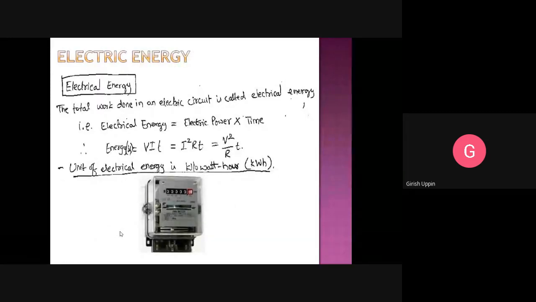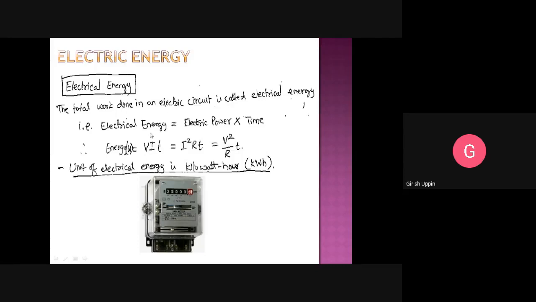Now next is electrical energy. So we understood what is electrical power. Now what is electrical energy? Electrical energy is nothing but the total work done. Capacity to do the work is electrical potential. The rate at which the work is done is electrical power. The total amount of work that is done is called energy. So the total work done in an electrical circuit is called energy.